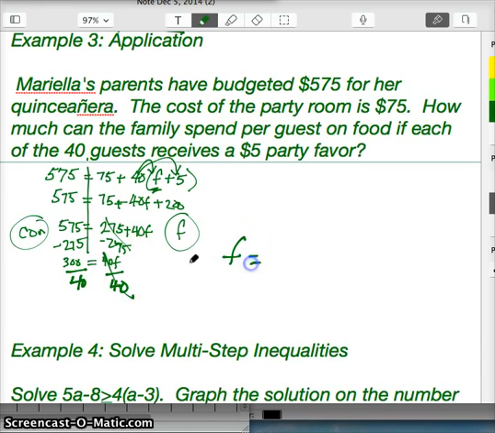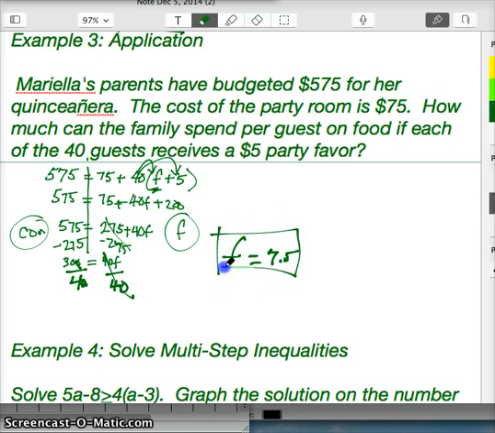And so the cost of the food would be 300 divided by 40, or 30 divided by 4, if you guys kind of get that, and the answer is 7.5. So it looks like it's going to cost $7.50 for the food for each party goer or each quinceañera goer.